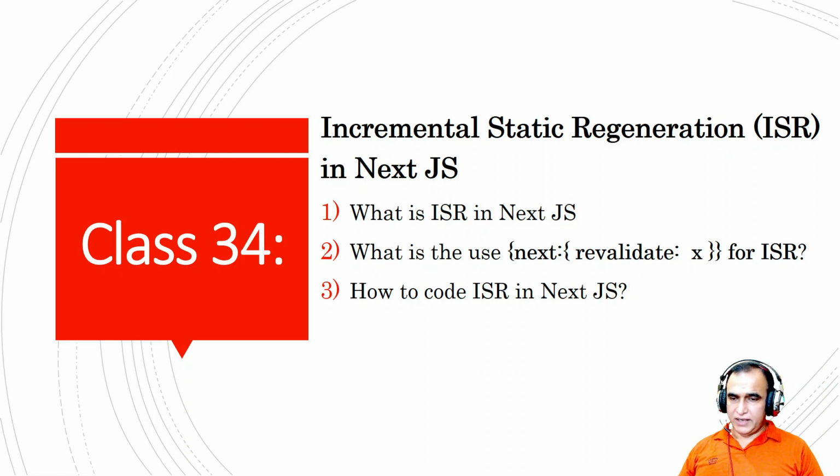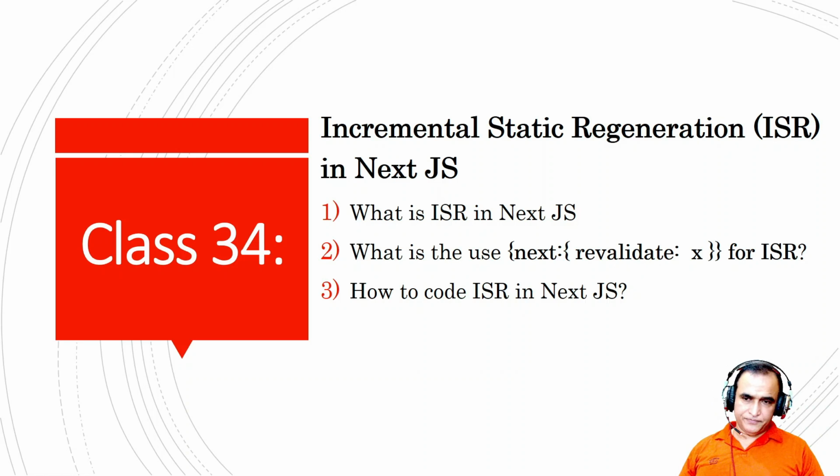Now what is ISR? Remember that I told you in the previous video also there are three types of pre-rendering: static site generation, which means static rendering; server side rendering, which means dynamic rendering; and the third one is incremental static regeneration. In case of incremental static regeneration, after a certain time the cache is refreshed and a new static page is generated automatically. Means there is a timing, and after that certain time, the pre-rendering happens again automatically, and that pre-rendering may be static rendering or maybe dynamic rendering. That depends on the nature of the code.